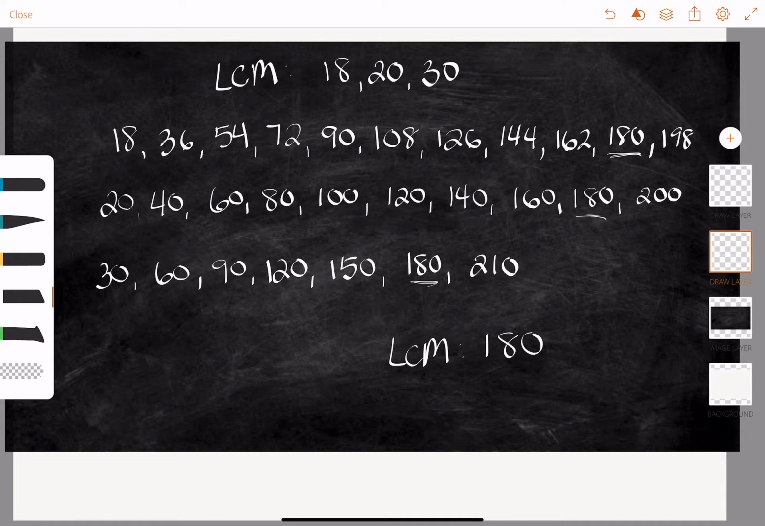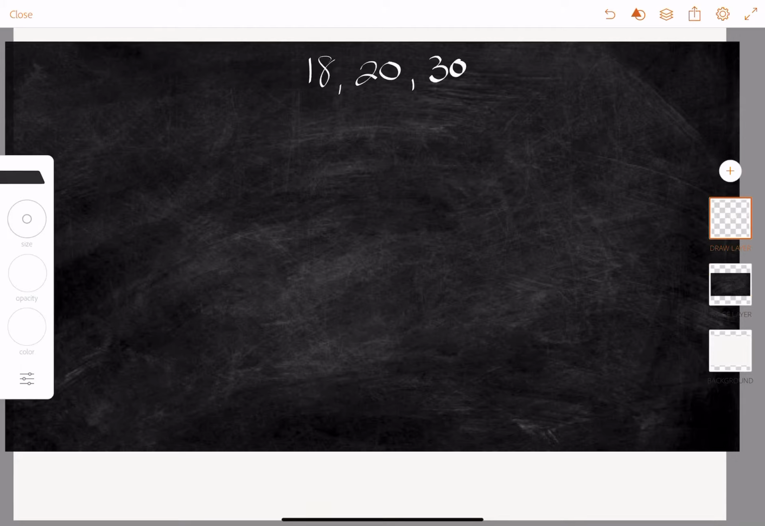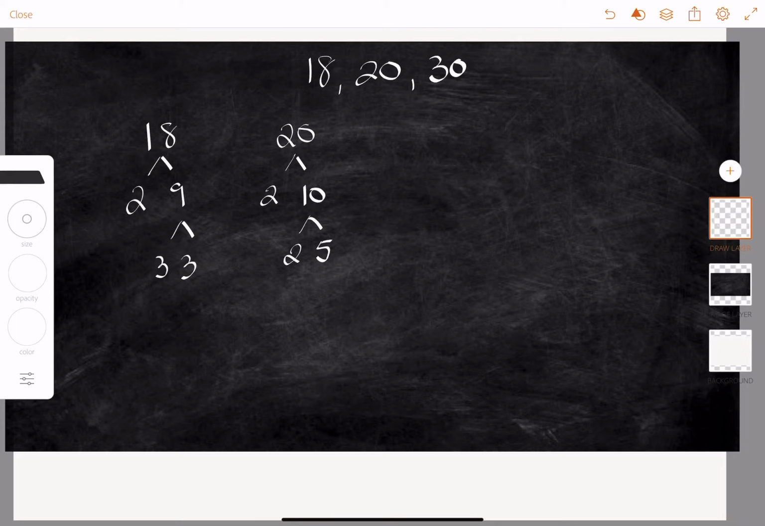Now, if we are to do the same thing, but we're going to use a different method, and I deleted that. So we're doing 18, 20, and 30. This time we're going to use our factor tree again. So 18, we have 2 times 9, and then 3 times 3. And then 20, we have 2 times 10, and then 2 times 5. And 30, we have 3 times 10, and then 2 times 5.